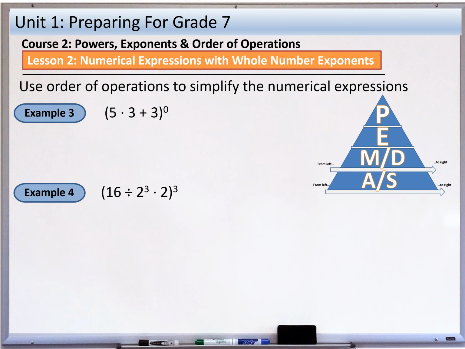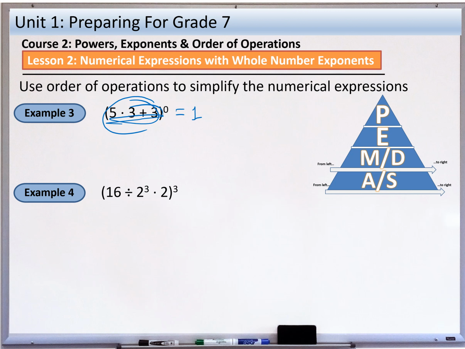Order of operations, 5 times 3 plus 3, that whole quantity raised to the power of 0. Now, anything raised to the power of 0, well, we did do this before in the previous example, anything raised to the power of 0 is 1. So it doesn't really matter what's inside here, because I can do all this inside here if I want to, but my answer will end up being 1. So don't forget that rule. Anything raised to the power of 0 is equal to 1.